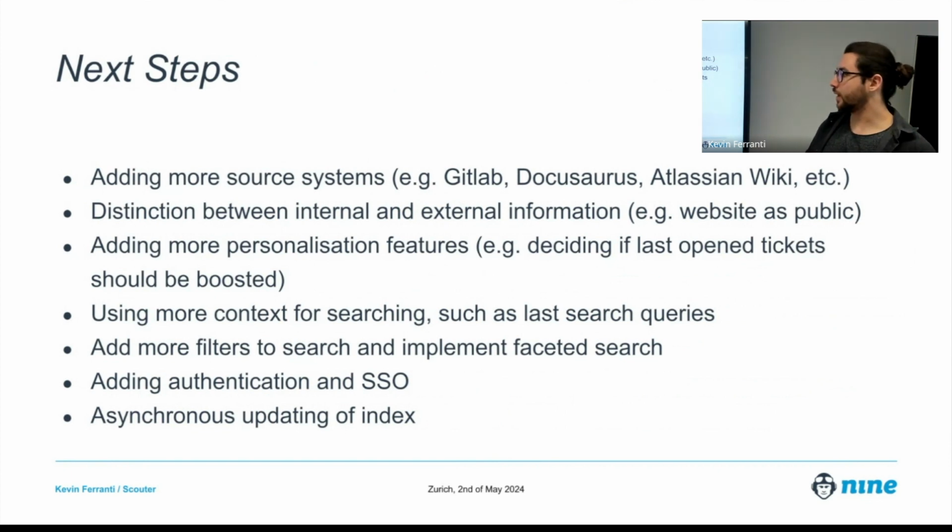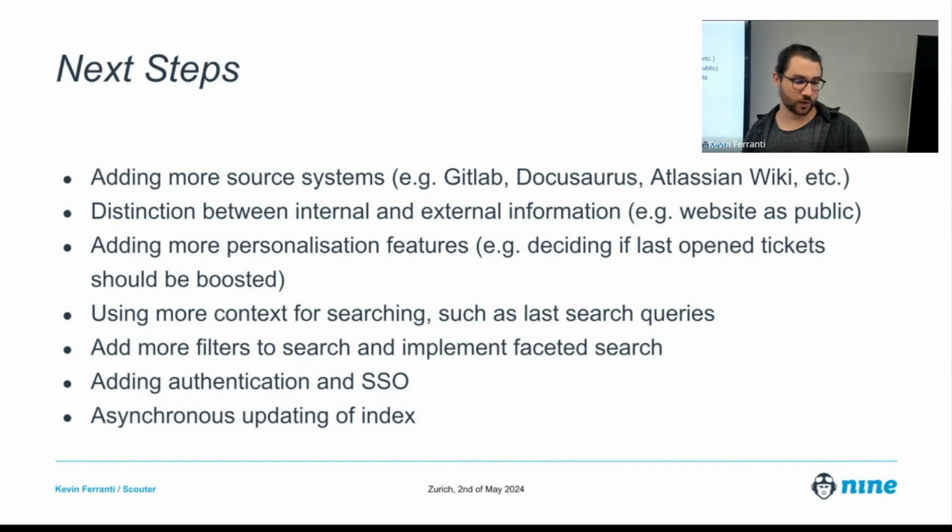We should be adding more personalization features. For example, Sophie, when I was showing her how it works, she explained to me why the last open tickets are more important in the search. And she told me that that's maybe not what you want, because then you always open the same tickets over and over again. So that could be a feature that you could turn on or off, for example. More stuff like that. And more context. Also, the last search queries could be very informative for the search, which I'm currently not using.